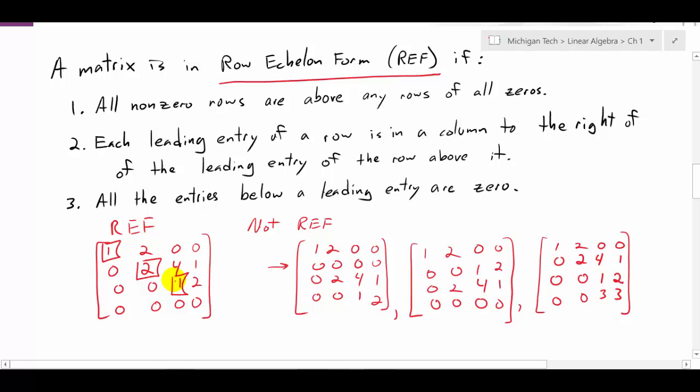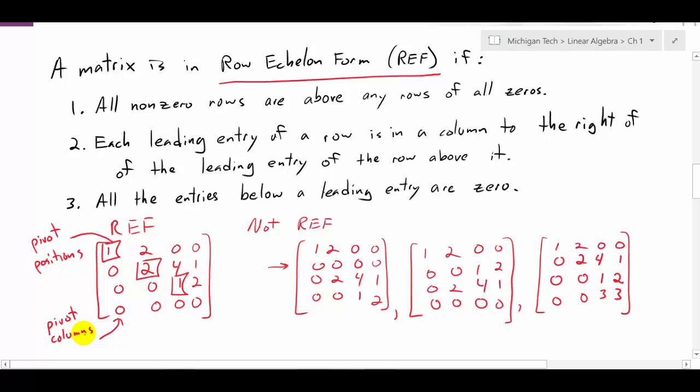Now these leading entries are pretty important. In fact, the positions where these leading entries are in row echelon form are going to be called pivot positions. And the columns that have pivot positions are going to be called pivot columns. And a lot of the theorems that we're going to use later are going to be phrased in terms of pivot positions and pivot columns. So it's important to know what those things are.